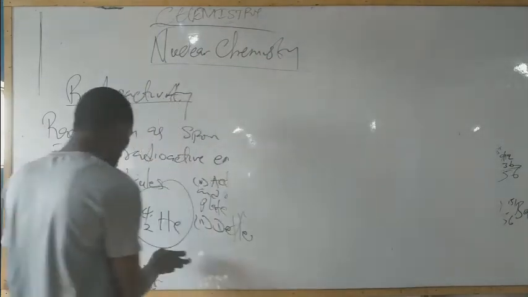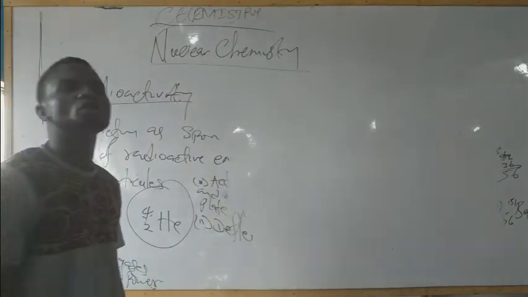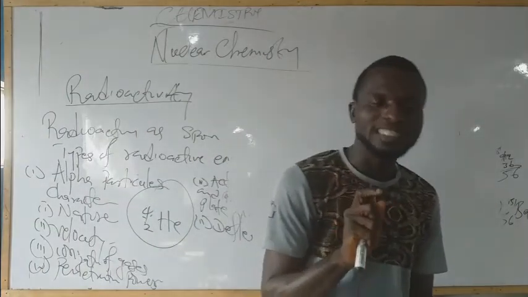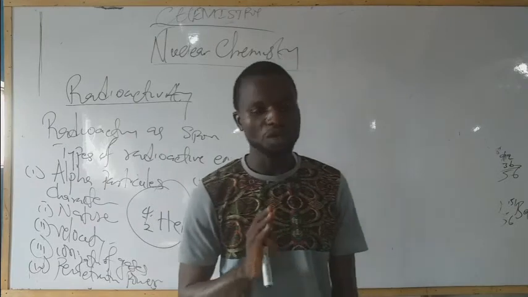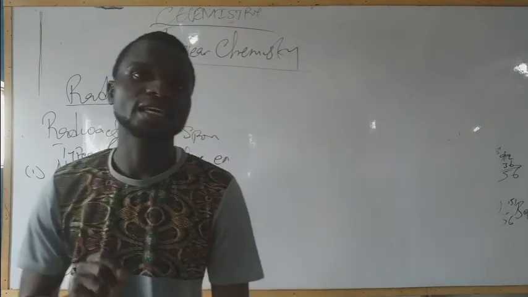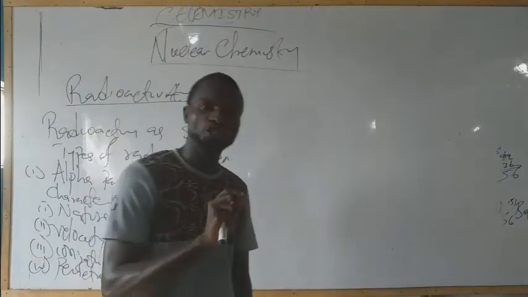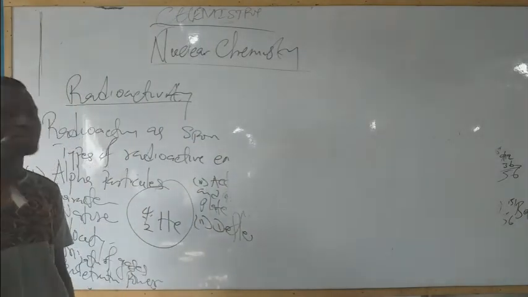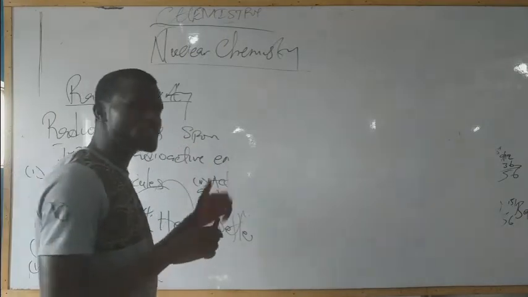Then, deflection in an electromagnetic field. When they travel through an electromagnetic field, they remain unaffected, which is indicative of the fact that they are electrically neutral. That is, they do not possess any charge. Therefore, they are neither deflected towards the positive plate nor the negative plate.